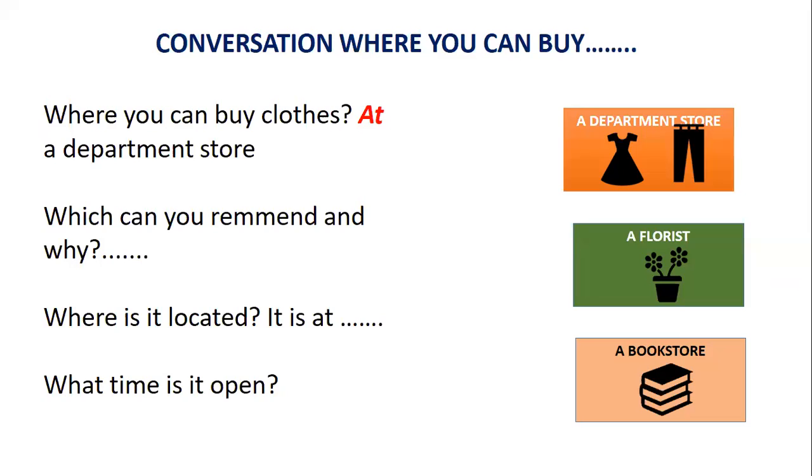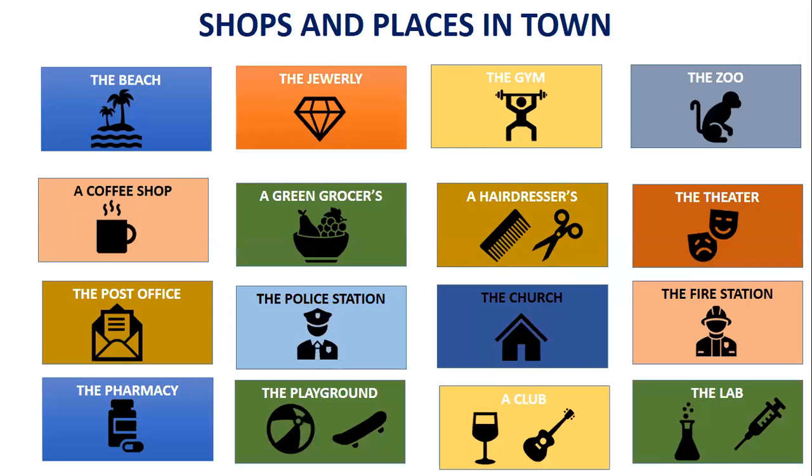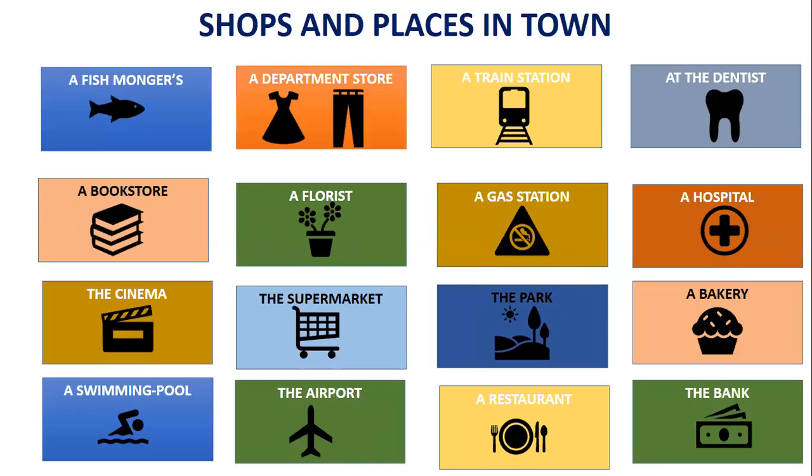So now I would like to give you a minute to continue talking about where you can buy, I don't know, maybe flowers, maybe books, maybe clothes, or maybe vegetables. Where can I buy, for example, medicines? Where can I buy groceries, bread, or food? So I'm going to send you the names of the places for you to decide which place you are going to talk about. Okay?